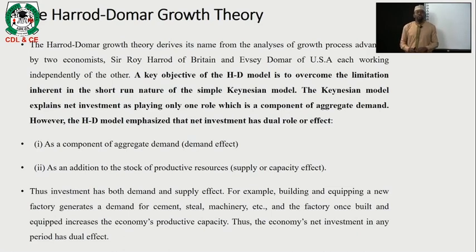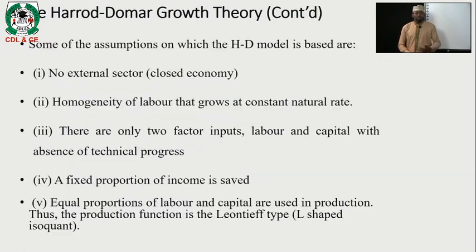So investment plays two roles, one being the demand, and then the other one being the supplier effect. Thus, investment has both demand and supply effect. For example, building and equipping a new factory generates a demand for cement, steel, machinery, etc. And the factory, once built and equipped, increases the economy's productive capacity. Thus, the economy's net investment in any period has dual effect.